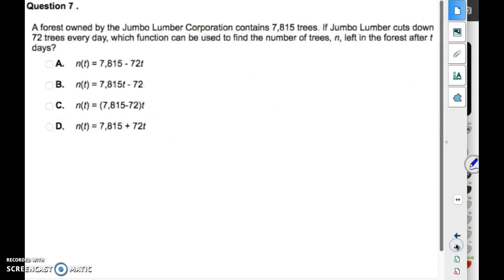So that's a linear problem because there's no X squared. In this next problem, a forest owned by the Jumbo Lumber Corporation contains 7,815 trees. Oh, but the Jumbo Lumber Company cuts down 72 trees every day. So they're going to start with 7,815. But every single day they're going to take 72 off of that. So we'd have to multiply by the number of days. So our correct answer choice for this one would be A.